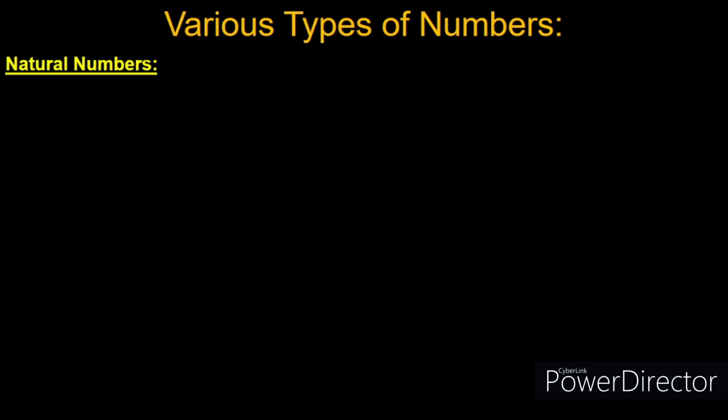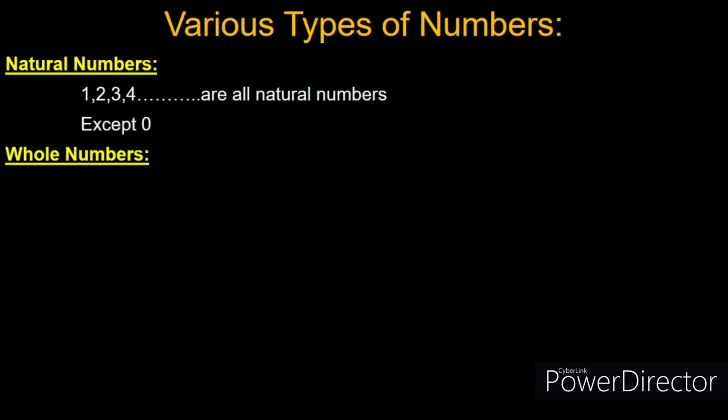Natural numbers. What is a natural number? Everything is a natural number except 0. 1 to infinity are all natural numbers except 0. What is a whole number? A whole number includes 0. 0 to infinity, that is a whole number.